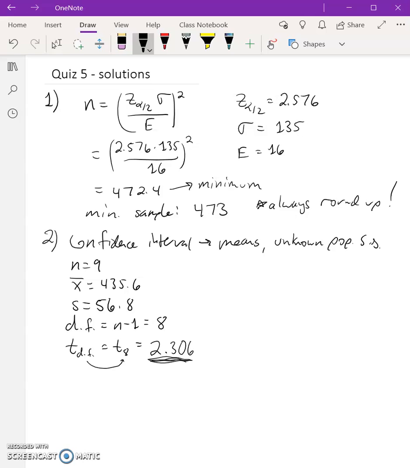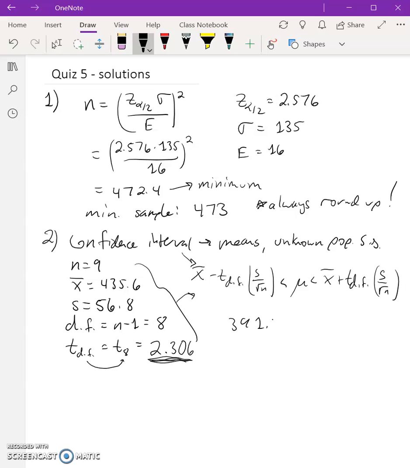So the formula now for this confidence interval that we're looking at is going to be x bar minus t sub degrees of freedom, s divided by the square root of n, is less than mu, which is less than x bar plus t sub degrees of freedom times s divided by the square root of n. So now we plug in everything that we have over in this side. We just plug everything in there, and so our final answer should be 391.94 is less than mu, which is less than 479.26.